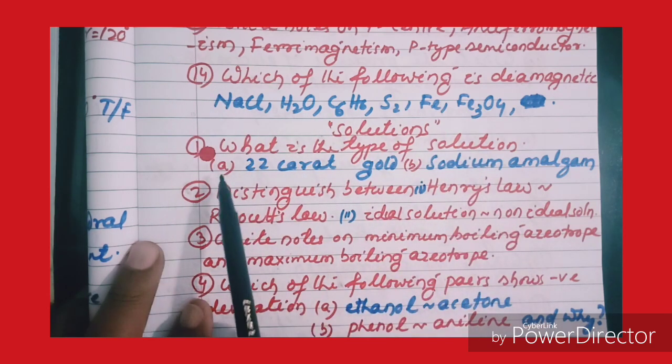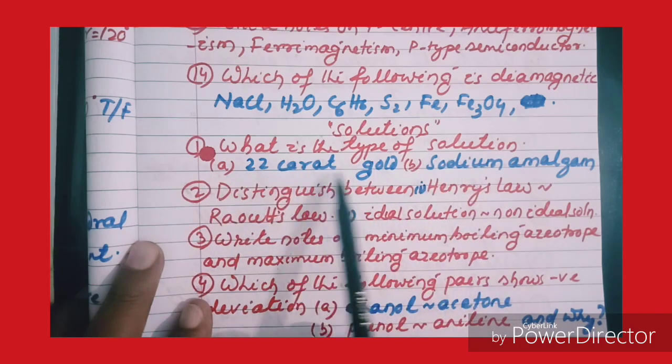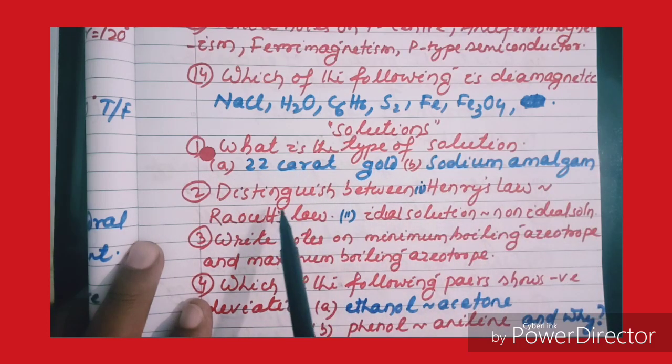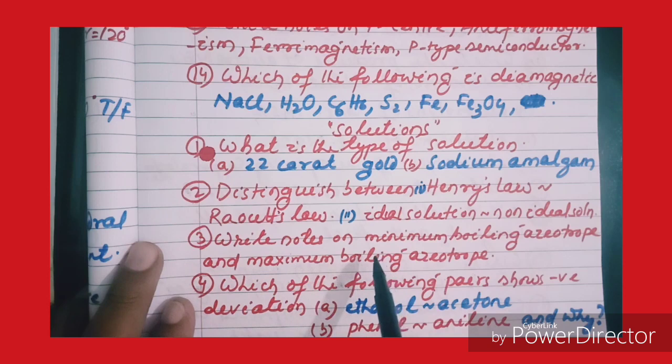From solutions, number 1, what is the type of solution, such as 22 carat gold, sodium amalgam? Distinguish between Henry's law and Raoult's law. Ideal solution, non-ideal solution. Write notes on minimum boiling azeotrope and maximum boiling azeotrope.